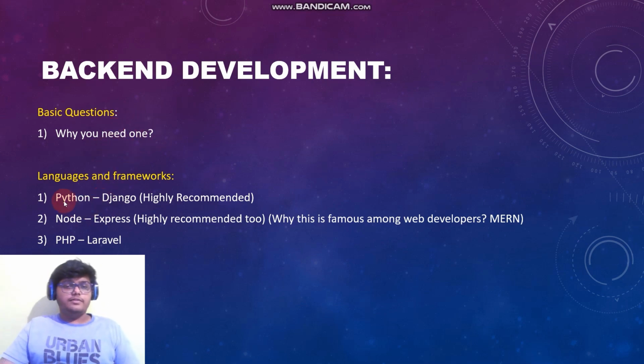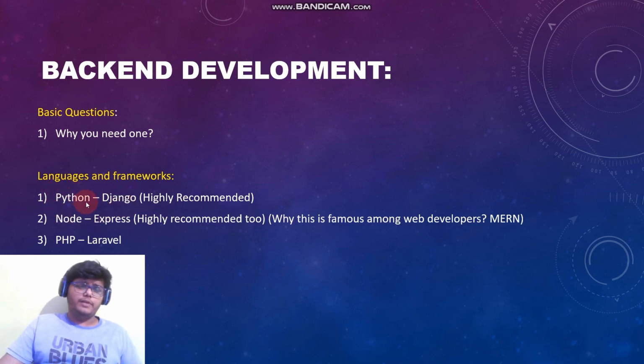And there are many languages that are used here. That is Python, Django. What is Django? Django is a high-level Python framework. Python is a language itself, and Django is a framework built on Python. It's really strong. I really love it. I personally use it. Then Node Express. Node is a JavaScript runtime, and Express is a framework on Node. Express makes things easy.